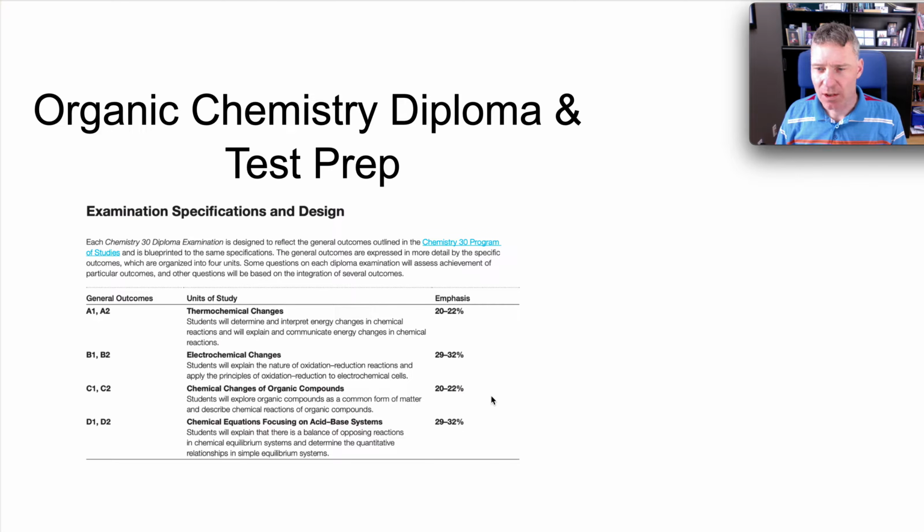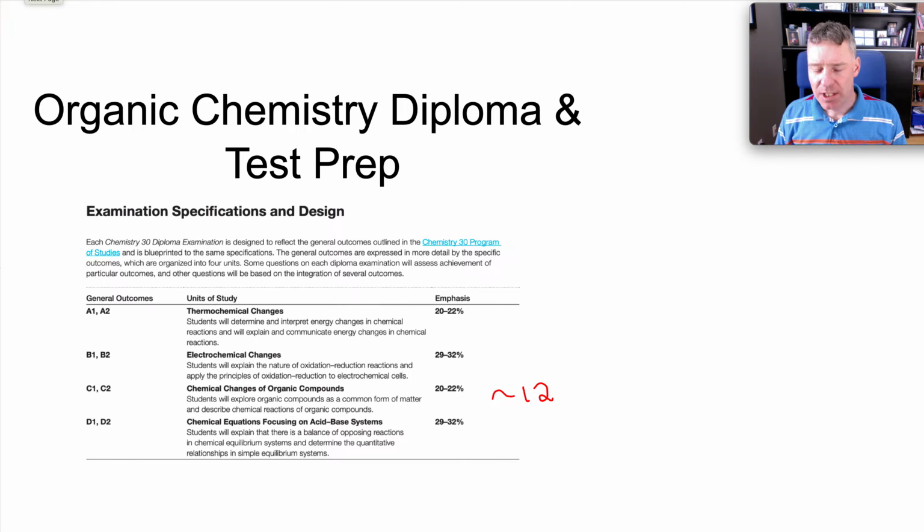So this is the breakout and emphasis by unit on the diploma exam when you're writing it. If you're preparing for the organic chemistry piece, you'd be expecting about 12 of the 60 questions to be on organic chemistry. So a much more focused question set. On a unit test, you're going to get more questions per outcome than the diploma would have.